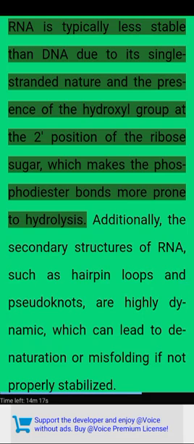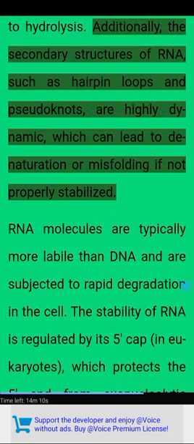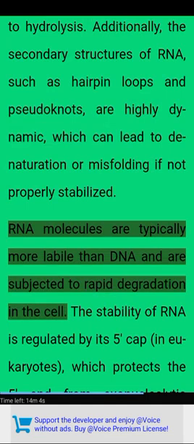RNA is typically less stable than DNA due to its single-stranded nature and the presence of the hydroxyl group at the 2' position of the ribose sugar, which makes the phosphodiester bonds more prone to hydrolysis. Additionally, the secondary structures of RNA, such as hairpin loops and pseudoknots, are highly dynamic, which can lead to denaturation or misfolding if not properly stabilized. RNA molecules are typically more labile than DNA and are subjected to rapid degradation in the cell.